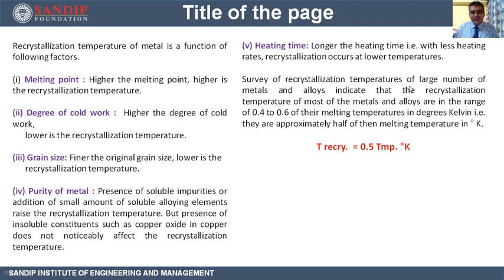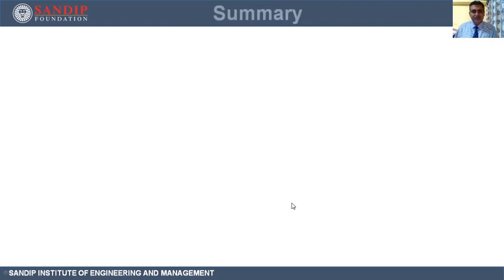A survey of recrystallization temperatures of a large number of metals and alloys indicates that the recrystallization temperature of most metals and alloys is in the range of 0.4 to 0.6 of their melting temperatures. Normally, we take the value as T recrystallization equal to 0.5 times the melting temperature in degrees Kelvin. So they are approximately half of their melting temperatures in Kelvin, that is T recrystallization is equal to 0.5 times Tm, the melting temperature in degrees Kelvin.